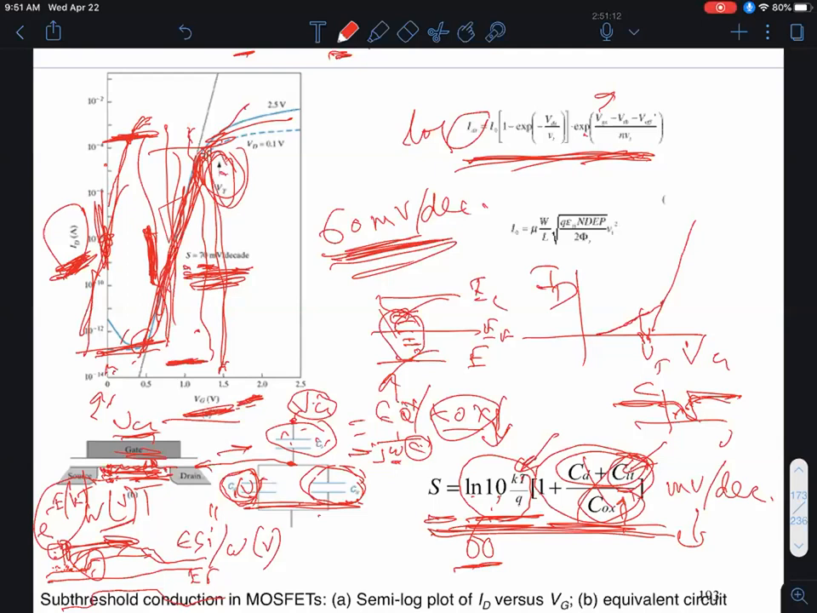Which in turn limits how much current you can get out of the transistor. So if I have a 2.5 volt VDD, the maximum current that I get will be proportional to VG minus VT, or 2.5 volts minus 0.6 volts, right? So that's kind of what limits how much you can lower the operating voltages of a transistor.